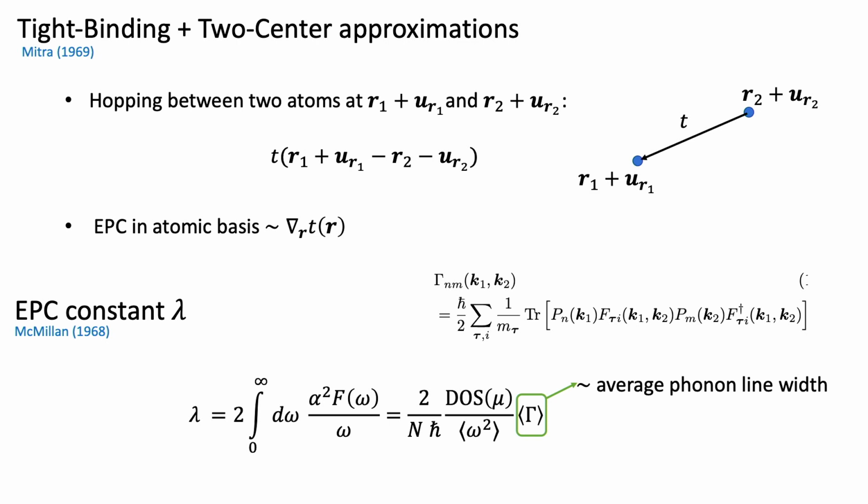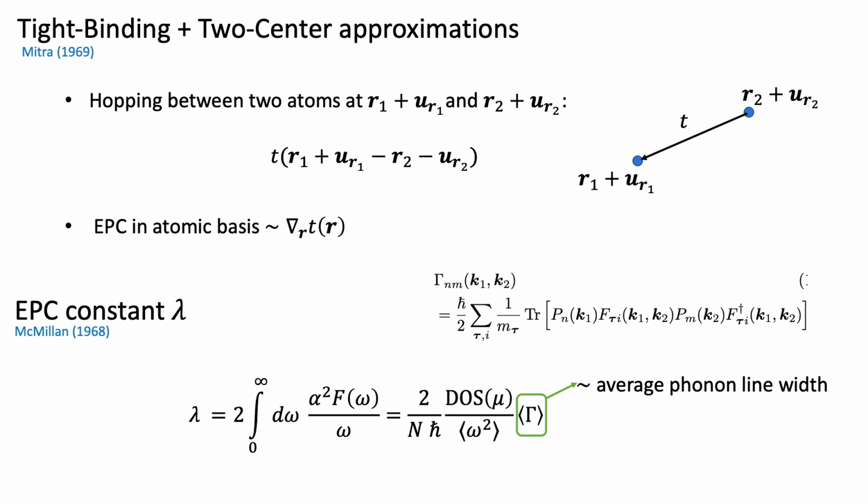I also move them a little bit, this is the phonon field, a little bit from position R1 and a little bit from position R2, with the implicit agreement that U is much smaller than R, and I can expand in U, but the hopping is just dependent on the difference. It's called the two-center approximation.